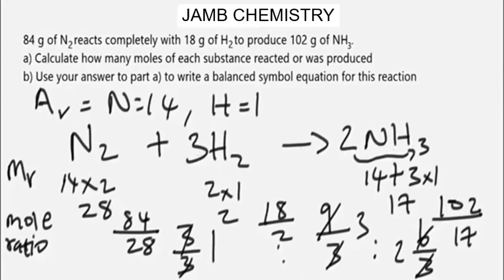So for the A part of this question that says calculate how many moles of each substance reacted and was produced. For the mole of nitrogen gas, we have it to be 1. The mole of hydrogen gas, we have it to be 3, and the mole of ammonia, we have it to be 2. So that's what we're going to write. Then for the balanced chemical equation, this is what we're going to present. Okay, so that's it for this question.